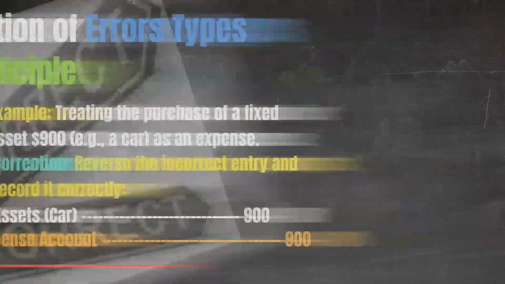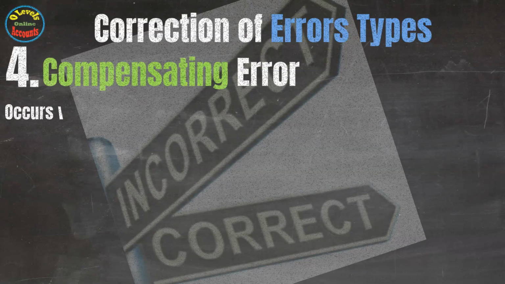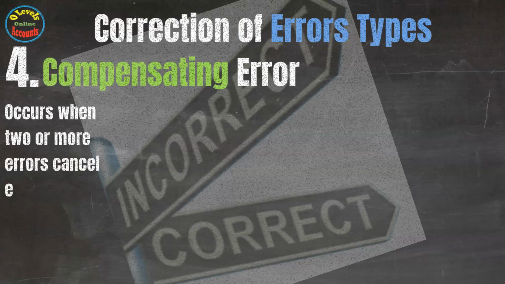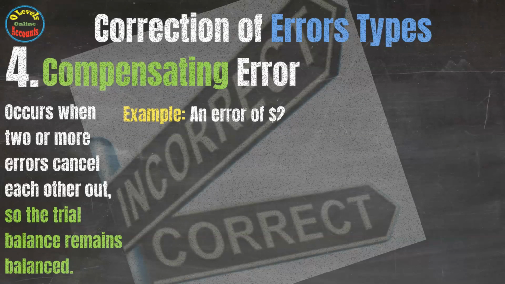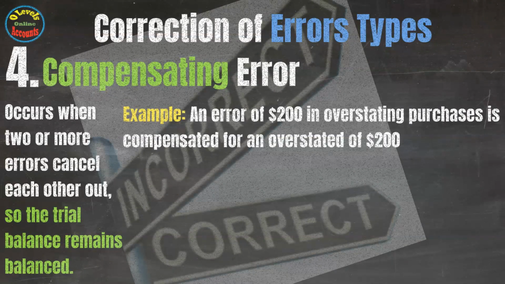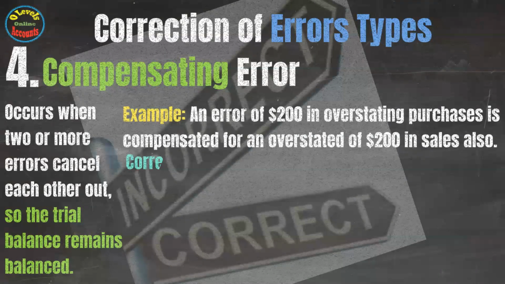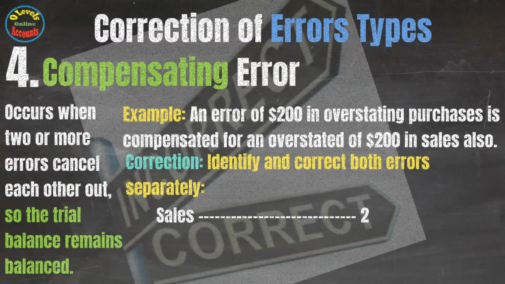Let's check another type. The fourth type is compensating error. It occurs when two or more errors cancel each other out, so the trial balance remains balanced. Let's check its example with solution. For example, an error of $200 in overstating purchases is compensated by an overstatement of $200 in sales also. Let's check its correction. Correction should be, identify and correct both errors separately as follows. Sales, debit by $200. Purchases, credited by $200.